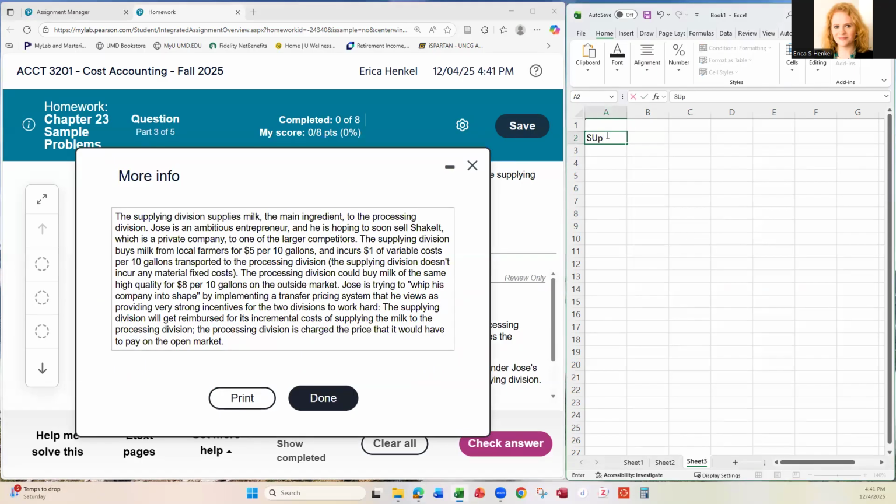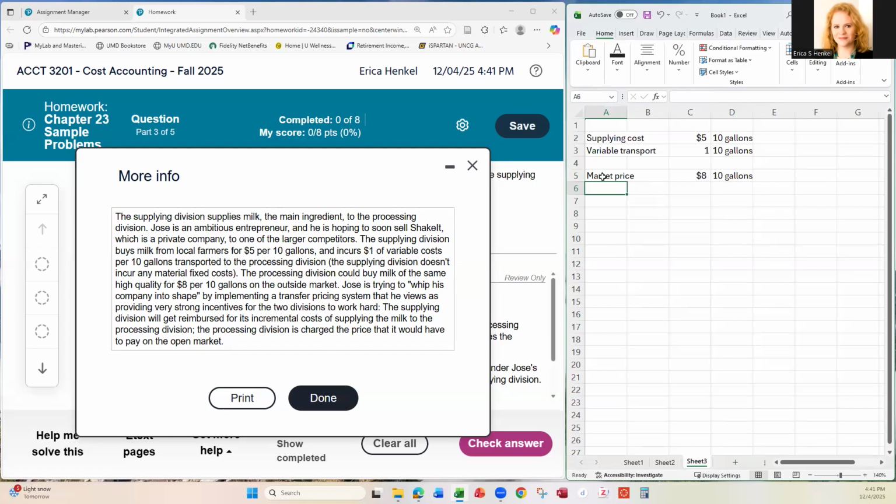Okay, so supplying cost, $5 for 10 gallons. And they incur $1 of variable costs per 10 gallons transported. So variable transport is $1 for 10 gallons. Then the processing division could buy milk of the same quality. So market price is going to be $8 per 10 gallons.